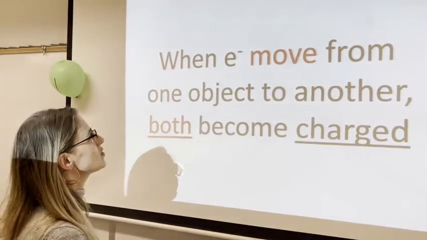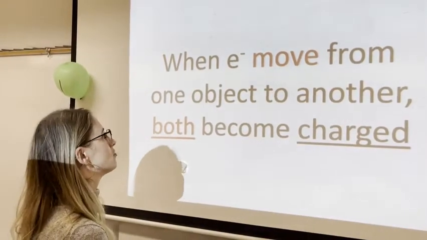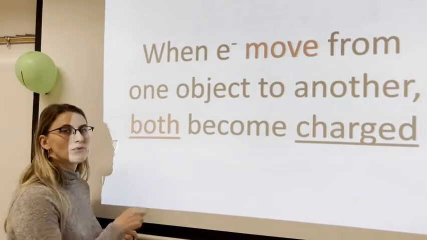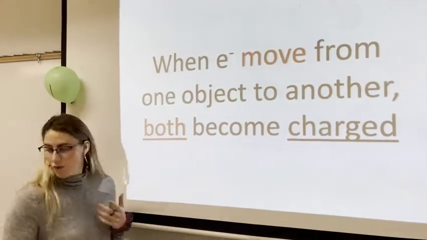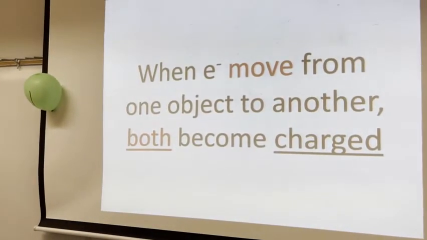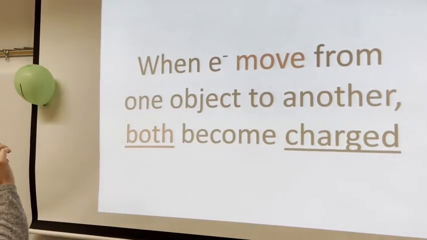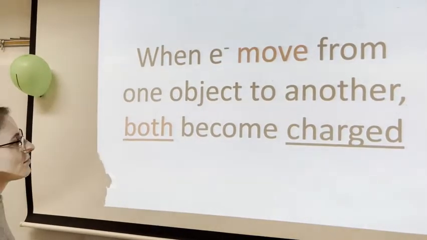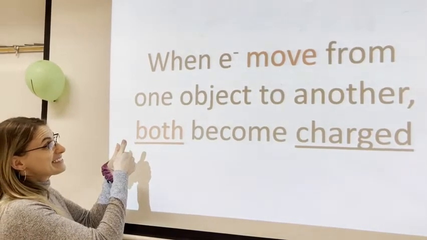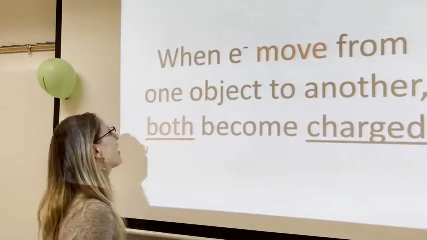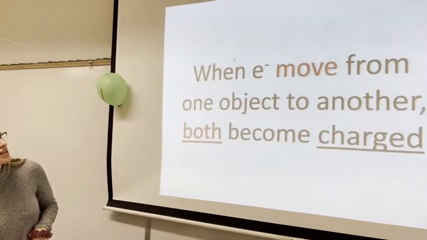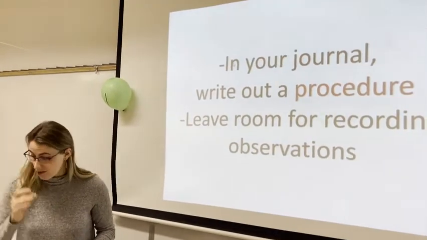When electrons move from one object to another, both become charged. This is really important. The thing that loses, what? When the electrons leave someplace, there's not enough electrons, so it's positively charged. The place they go to, there are more electrons, so it's negatively charged. So both objects become charged: one becomes positive, one becomes negative, the one that has more electrons.